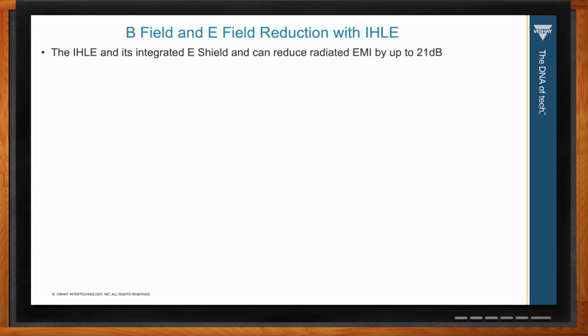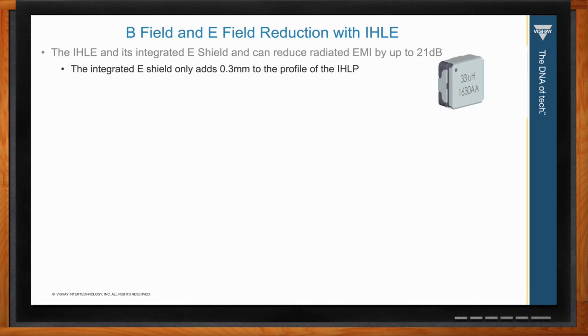And for those of you that are not familiar with 21 dB, the dB is a logarithmic scale. So it's not just a factor of 21 times, it's 21 times with a factor of a log in there, which makes it a very significant reduction. So what we do, we take a standard IHLP that you can see here, and then we have a specially designed E shield that is designed to attenuate the E field in frequency ranges of 300 kilohertz out to 1 to 2 megahertz, which is pretty much the sweet spot for a lot of the EMI that's created.